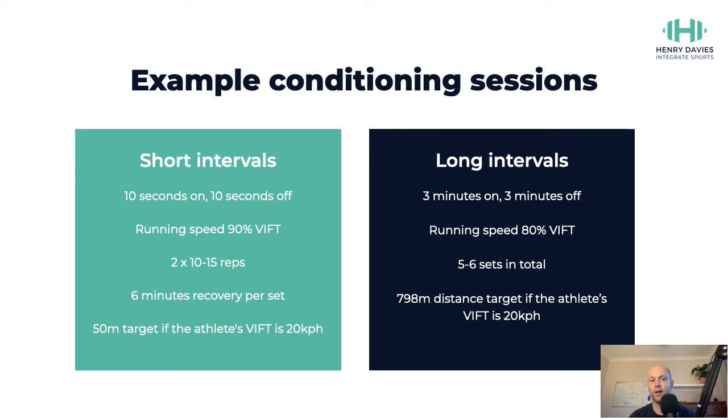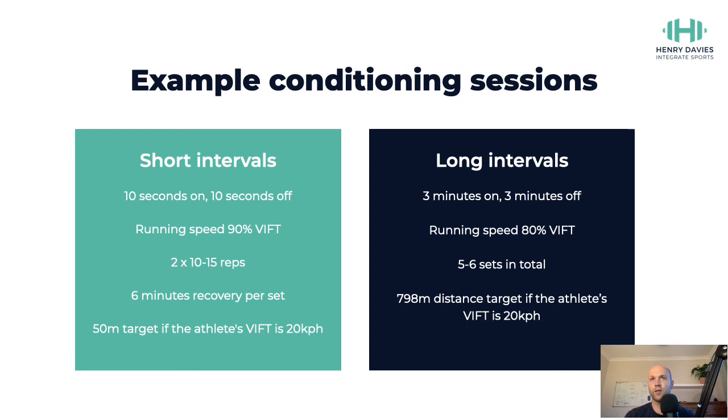And then on the right-hand side we've got long intervals, and these are much more aerobic, what we call central adaptation focus, so trying to improve central factors like cardiac output and oxygen delivery. This is a very typical session, so 3 minutes on, 3 minutes off. So you're going to run for 3 minutes and rest for 3 minutes. The running speed is 80% of your VIFT score, and you're going to complete 5 to 6 sets in total.